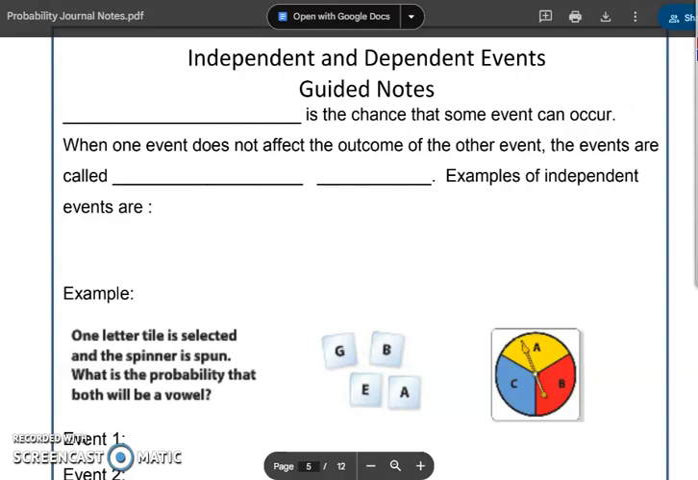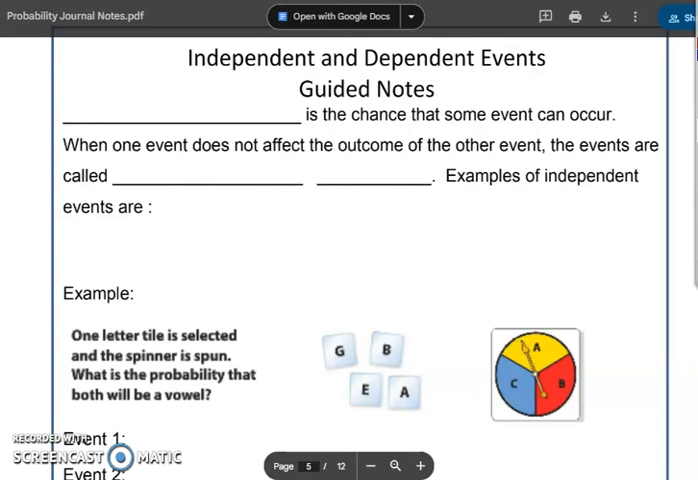Hey everyone, we are working on probability of independent and dependent events. So follow along and take notes. When we talk about independent events or dependent events, we're talking about compound events, or more than one thing happening, and we want the probability of that.